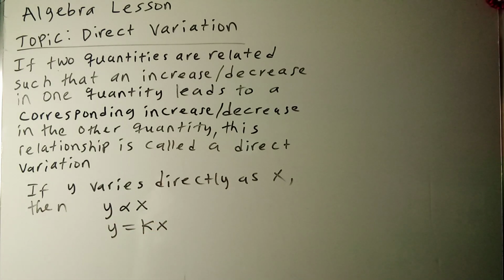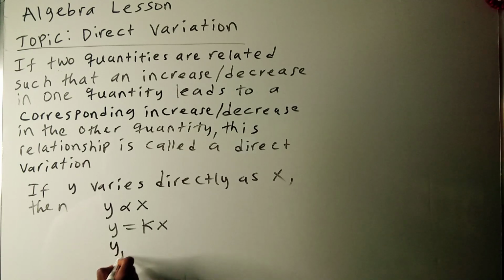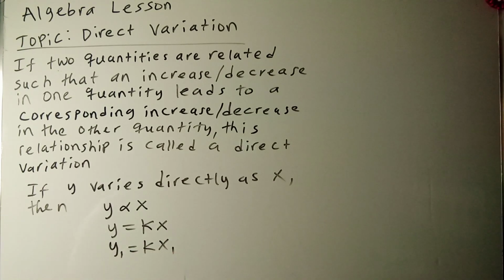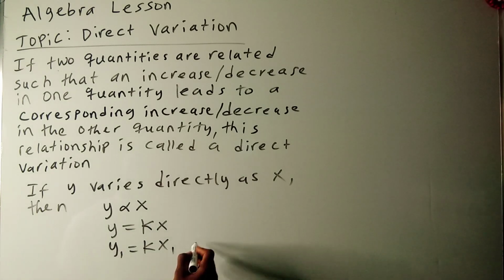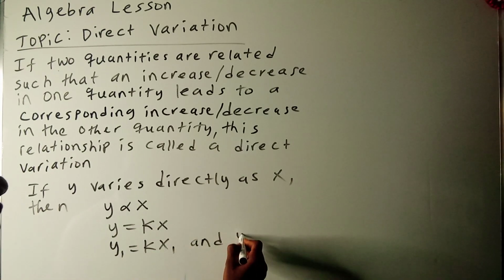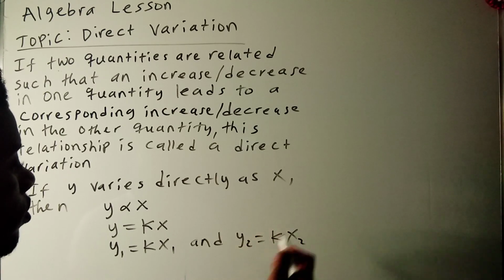Now what we are going to do is to derive a formula that we can use to solve all of the problems under direct variation. So again, this k is called the constant of variation, or the constant of proportionality. If y and x are related, then there is a constant multiple with which both of them are related, and that's k. Good. So we have y1 is equal to kx1, and from this we have y2 is equal to kx2.